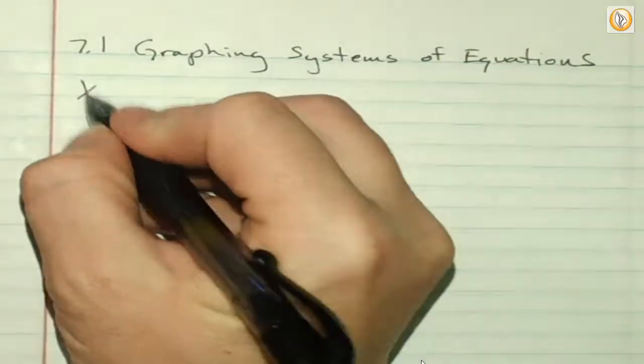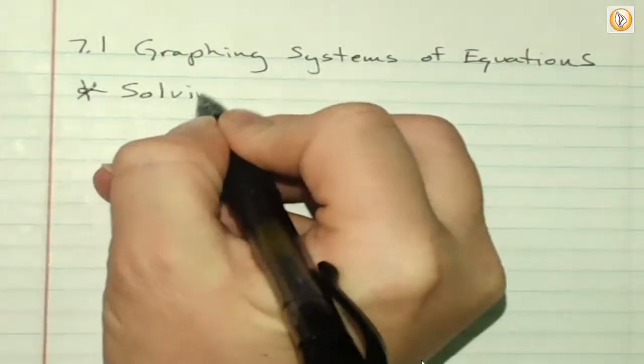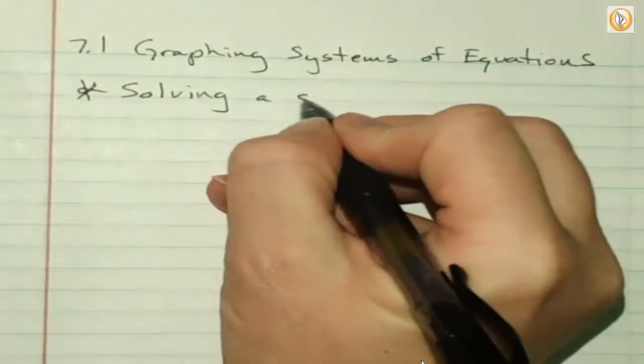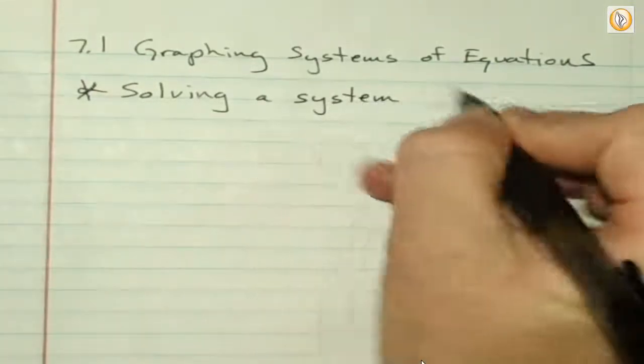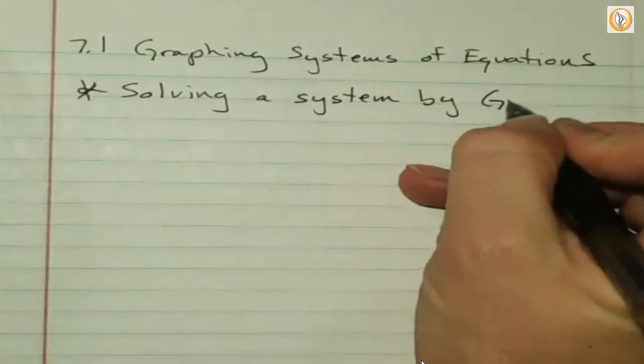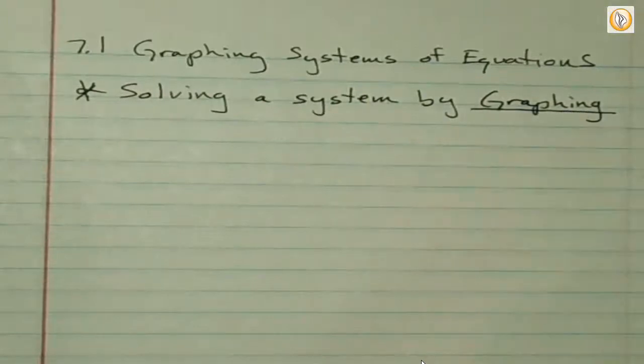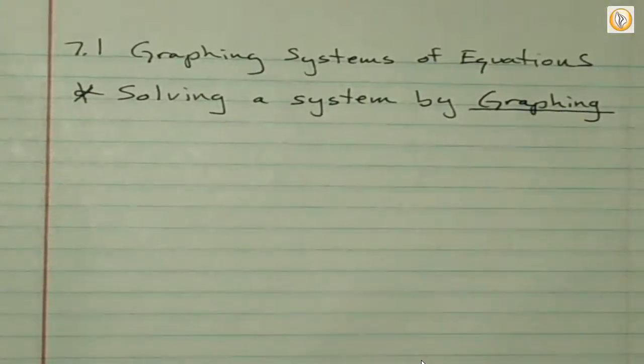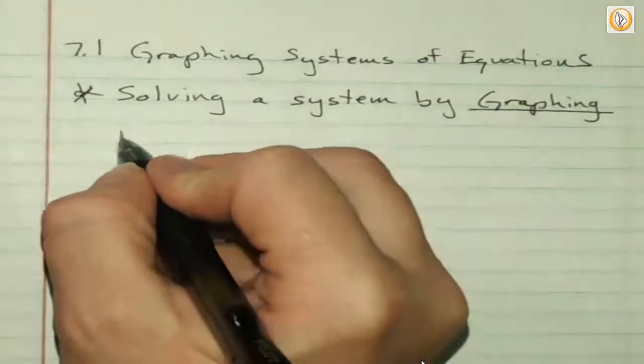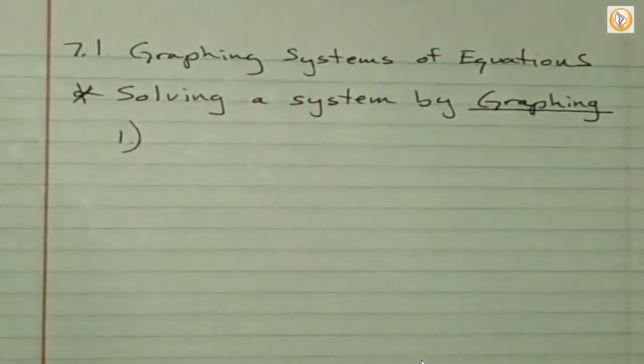We're graphing systems of equations. Let's just talk about how you solve a system by graphing. I'm going to underline graphing. Okay, these are the steps to solve a system by graphing. Oh, no, I'm going to do the steps first.